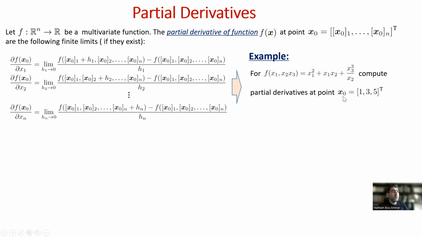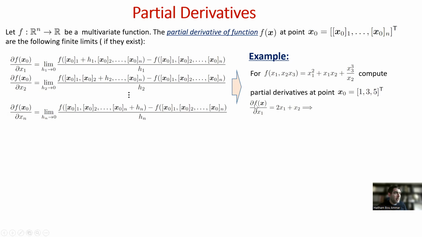And assume I want to compute the partial derivatives of that function at the point (1, 3, 5). So x1 is equal to 1, x2 is equal to 3, and x3 is equal to 5. So let's take this notion of the partial derivative and follow the definition.